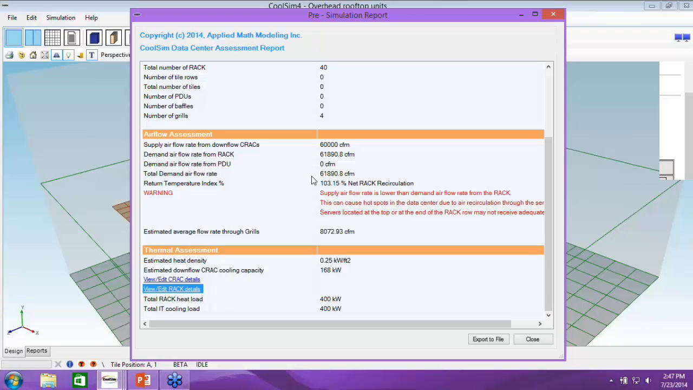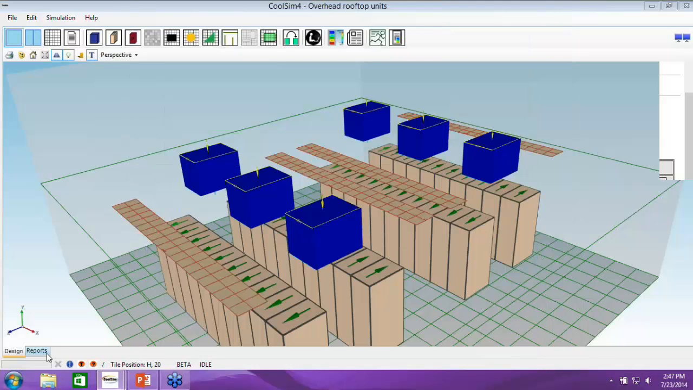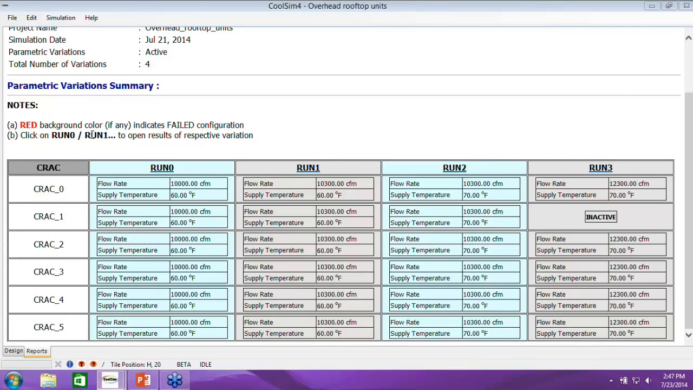Yeah. Now, we're not off by much, but we are off. So let's see how it performs. And here, again, I ran a series of runs, not just one, but I ran 4. And over here, I left it just the way it was. And then what I started to do is bring up the airflow from the cooling units to try to optimize that RTI.